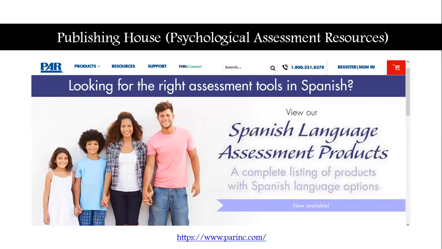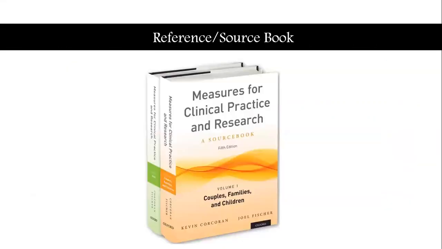And so here's just a picture of what the website looks like for the Psychological Assessment Resources. So this is the publishing house that I mentioned. This is one resource, and I've put the link here at the bottom. So if you want to go and search and look around there, you can. I believe many of the tools on this website are at a cost, but it at least gives you a sense of what's out there.